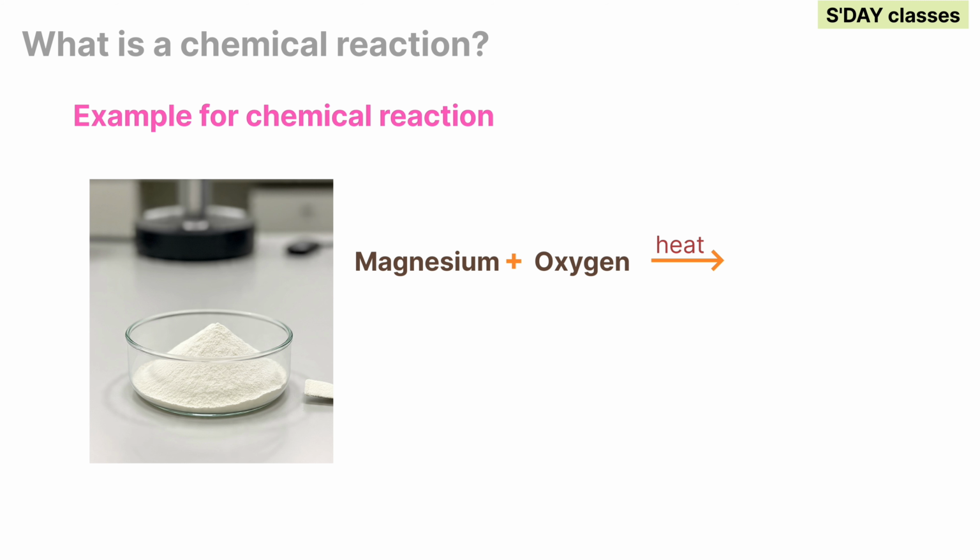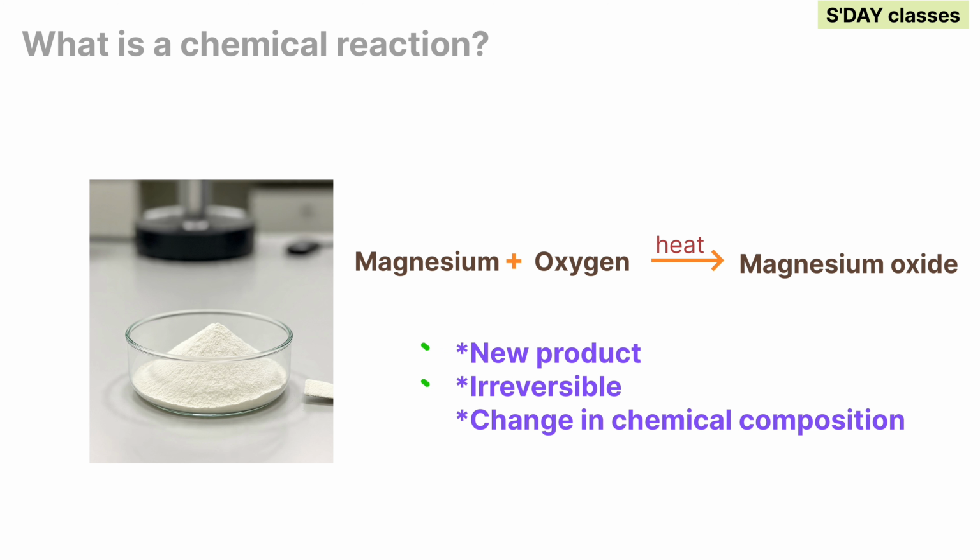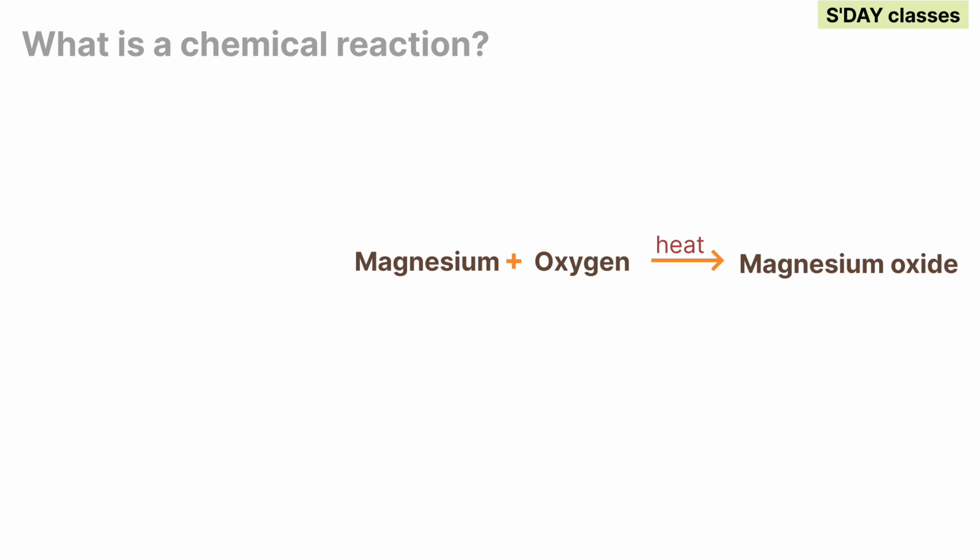Due to the heat, oxygen reacted with magnesium and formed a white powder called magnesium oxide. By this, we can observe the change in chemical composition. Now we can say this is a chemical change, or a chemical reaction. Let's define a chemical reaction. The left-hand side part is called the reactants, and the right-hand side part is called the products.